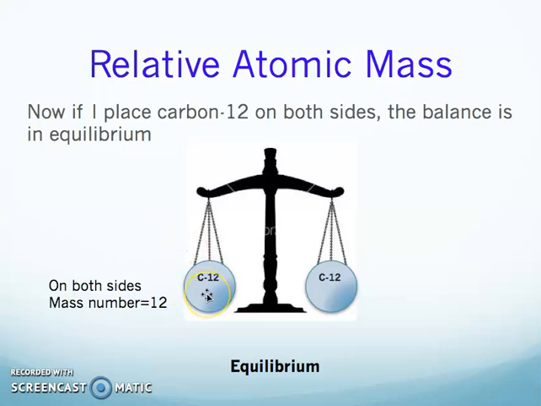So coming back to the physical balance example, if I place carbon 12 on both sides, the balance is in equilibrium, right? Why? Because on both sides the mass number is equal to 12. Just like if I'm putting a 1 kg stone on the left-hand side and a 1 kg stone on the right-hand side, definitely the physical balance will be in equilibrium because on both sides the weight is equal. Same like that, in the case of carbon 12, we have put the same atom on both sides, so it is in equilibrium.